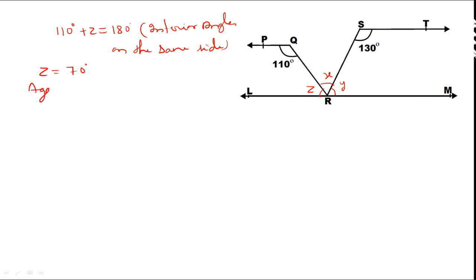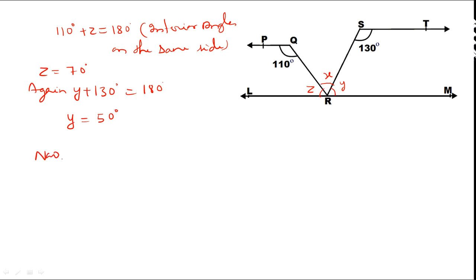Similarly, we can calculate Y. Again, Y plus 130 degrees. You know very well that ST is parallel to LM or RM. So this is 180 degrees. What is the reason? Same reason: interior angles on the same side of the transversal. The sum of interior angles on the same side of the transversal is 180 degrees. So the value of Y is 180 minus 130, that is 50 degrees. We have calculated Y and Z. So now X is to be calculated.